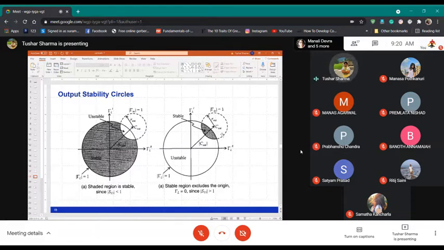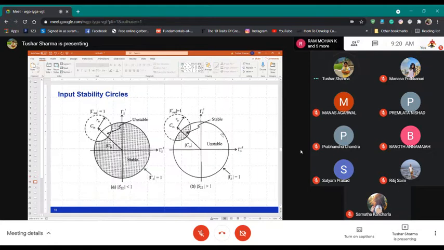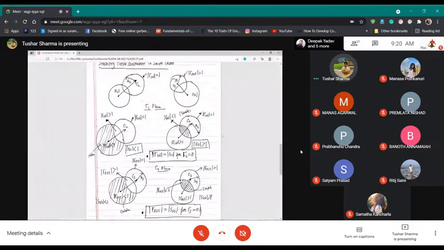Once we have identified that, we will know what types of impedances are good for our design, and we choose impedances accordingly. Similarly, for input stability, same logic. For input stability, we will check the sign of S22.